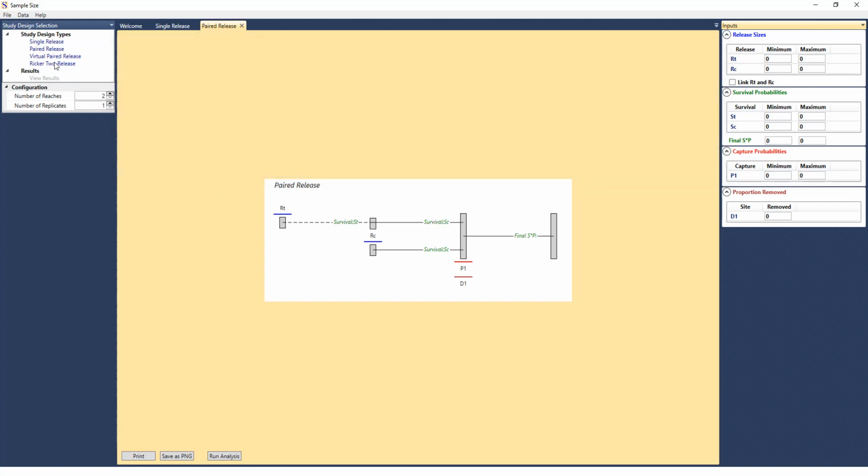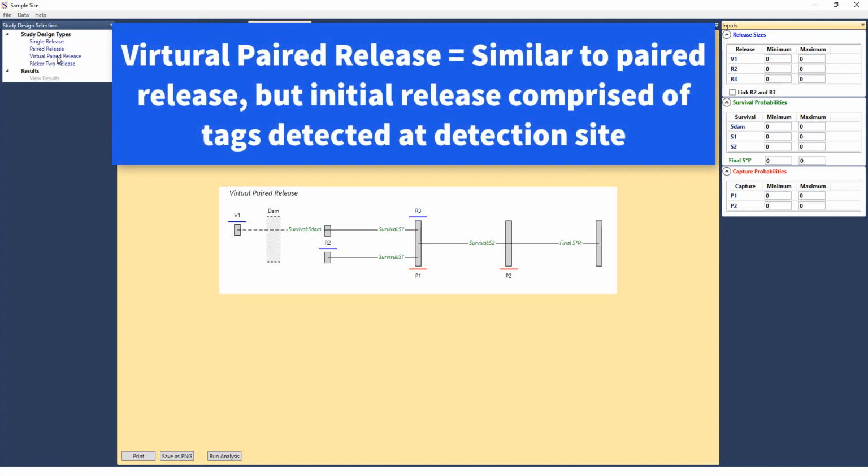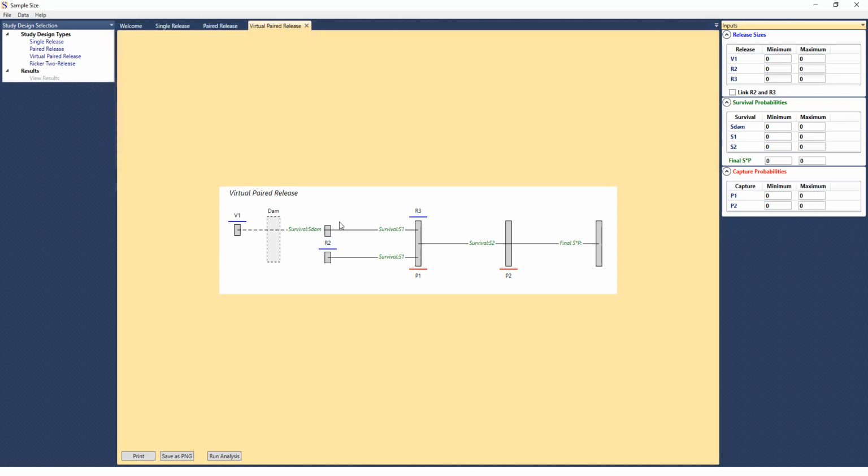handling mortality. Next, I will call up virtual paired release. A virtual paired release is similar to the paired release study, with the initial release subsequently comprised of tags detected at a detection site, creating a virtual release at that site. A paired release is conducted below the area of interest to obtain unbiased survival to the first detection site, also the lowest release site in the design, after the initial release. This design is used to obtain a more nuanced survival estimate in a smaller area, such as getting dam survival starting in the forebay and ending in the tail race, using fish released far enough above the dam to ensure that the arrival distribution at the dam is typical of the untagged population.